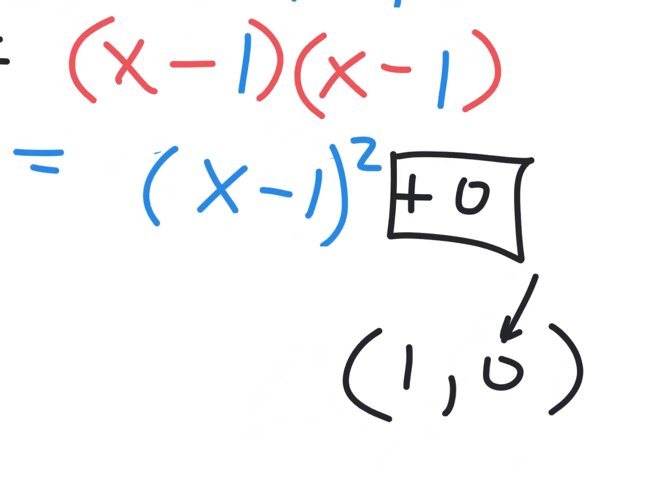Isn't it legal for me to put a plus 0 at the end? I mean, that doesn't really do anything, right? So the vertex really is 1 comma 0. And the c you're talking about, that's actually the y-intercept. That's different. All right, so let me give you one more, and this one's on purpose not going to work.